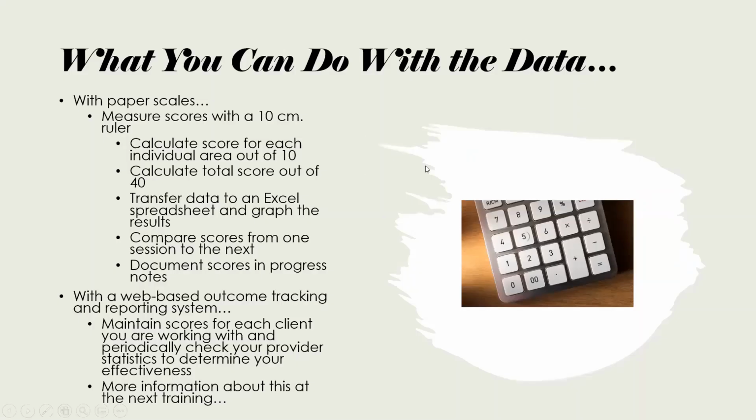So what we can do with the data is, with the paper scales, measure the scores with the 10-centimeter ruler on the 0 to 10 again, calculate the score for each individual area out of 10, and then the total scores out of 40. The clinical cutoff for adults, which means that when most people enter therapy, they'll be at 25 or lower.